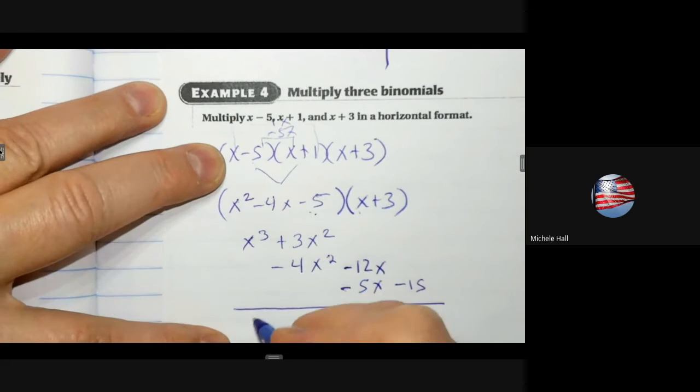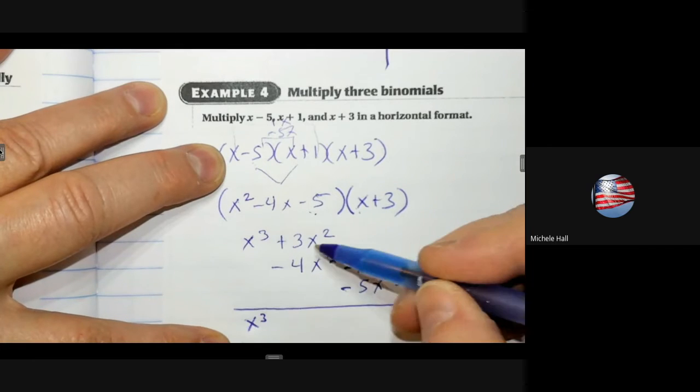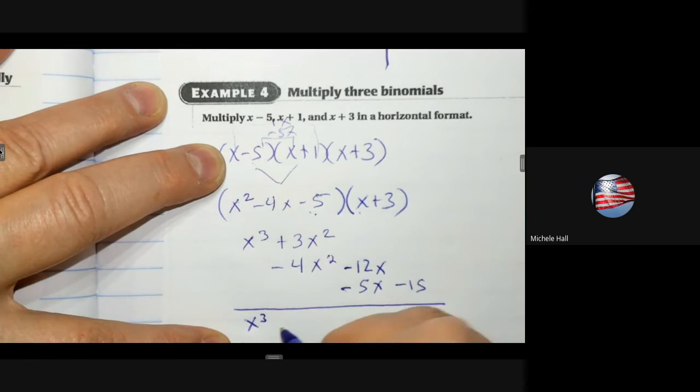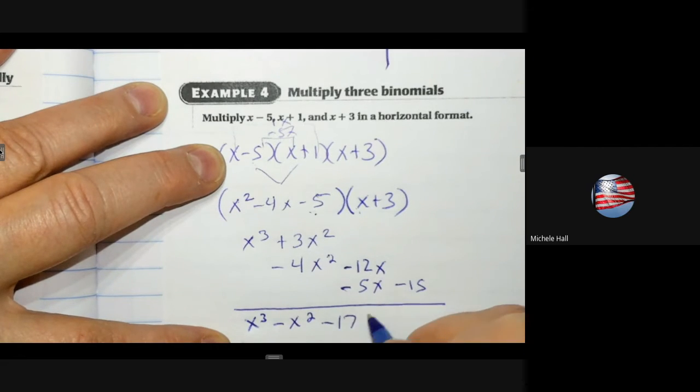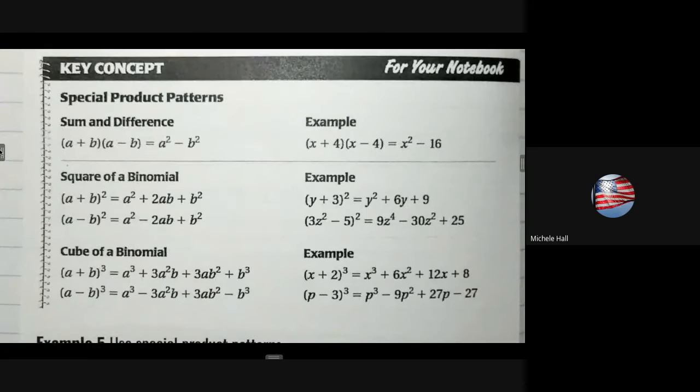We have x cubed, and then we have 3 minus 4x squared is negative 1x squared. Then we have negative 12, negative 5x is negative 17x, and then we have negative 15. Final answer.